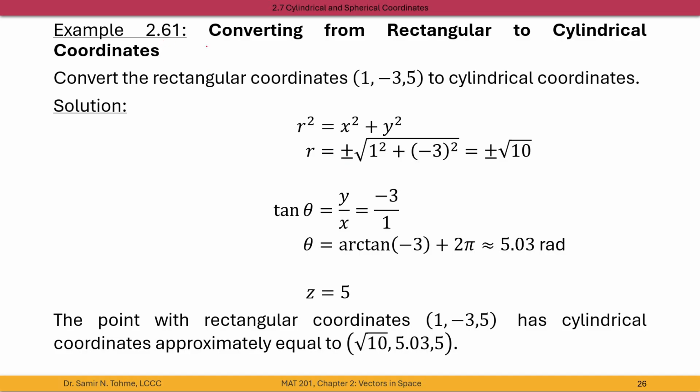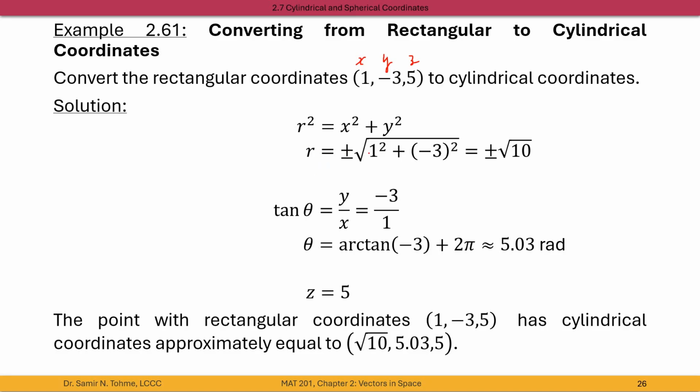Let's convert, in example 2.61, from rectangular to cylindrical coordinates. Convert the rectangular coordinates 1, minus 3, 5 to cylindrical coordinates. Now, these are rectangular coordinates, which means that this is x and this is y and this is z. We know how to calculate r and theta. r, by the Pythagorean theorem, is equal to the square root of x squared plus y squared.